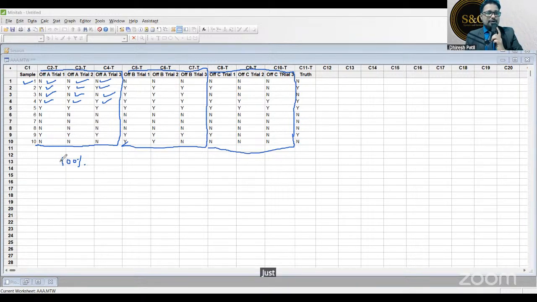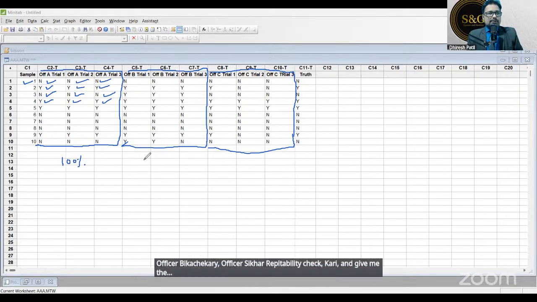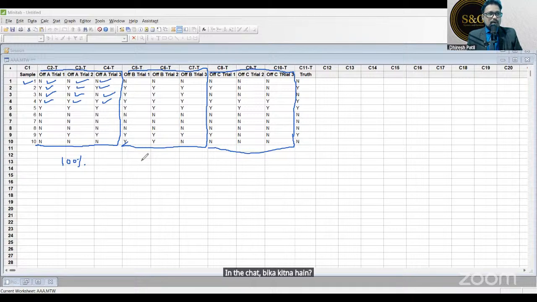Just give me yes if you have understood this. 100% means out of 10, every time he is repeatable. There has not been a single incident where he has made a different comment. Now, can you calculate repeatability for officer B and officer C and tell me in the chat? Check officer B and officer C's repeatability and give me in the chat. B's is how much? 9. That means 90% for B. Very good. Where did he make the mistake? In the final one he has made some kind of error. All the rest of them are absolutely fine.